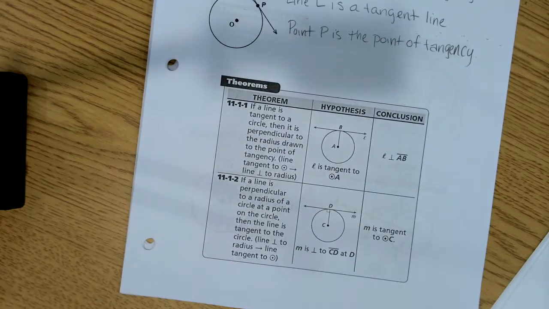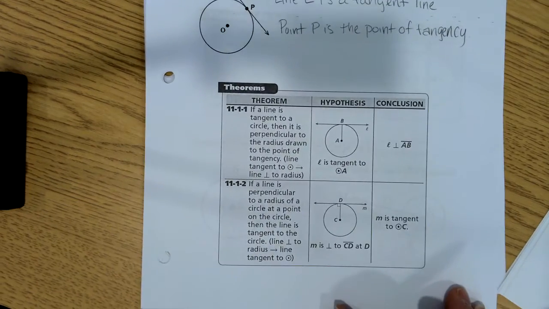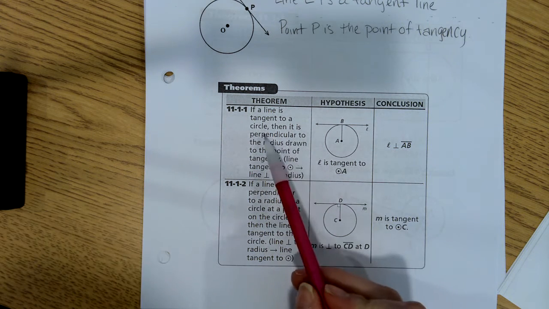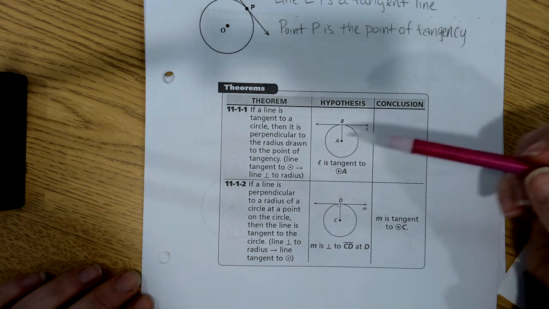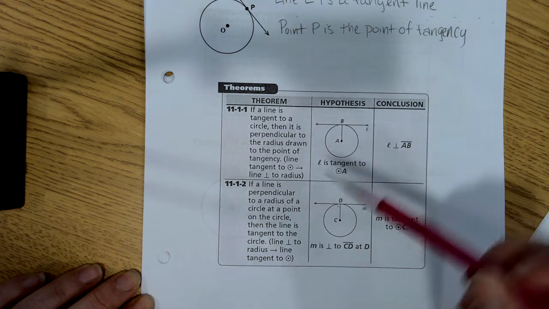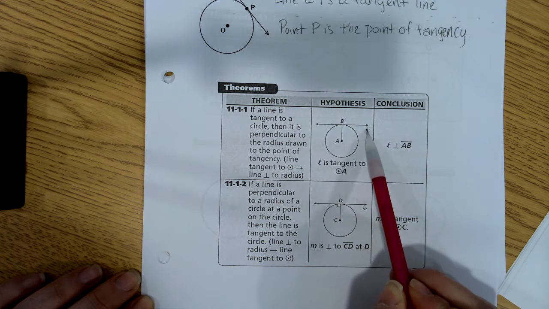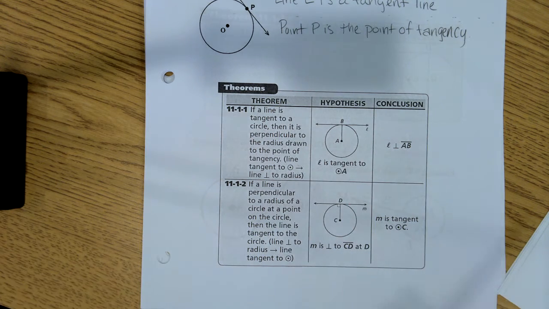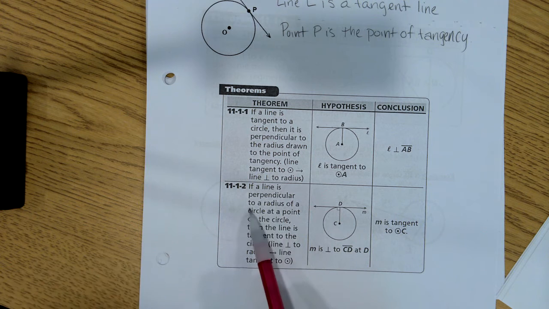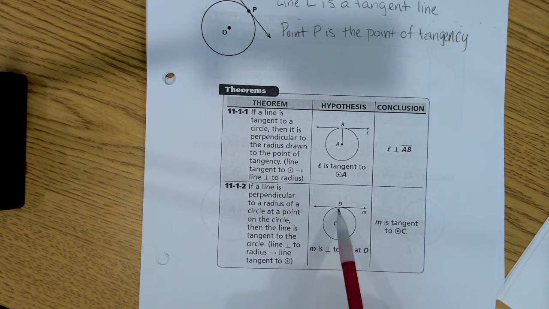So there's some theorems at the bottom of the page that just say if a line is tangent to a circle, then it is perpendicular to the radius drawn to the point of tangency. So you have the radius here and then the tangent line. So that means line L is perpendicular to AB, which would be the radius. And then the second one says, if a line is perpendicular to a radius of a circle at a point on the circle, then the line is tangent to the circle. So if this is perpendicular to this, then line M is tangent to circle C.